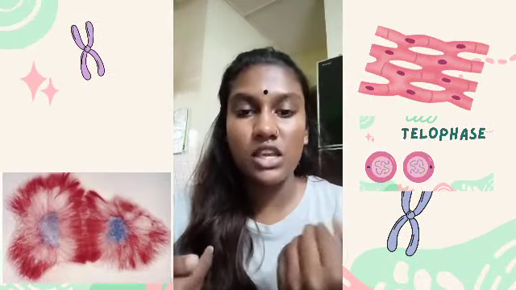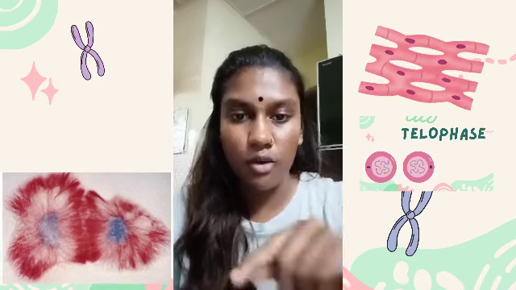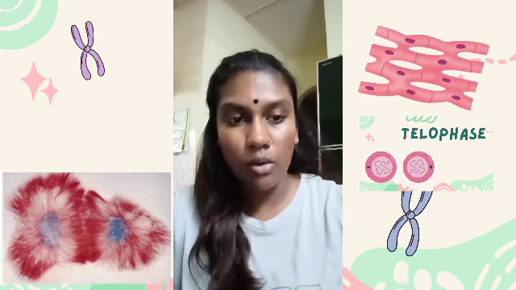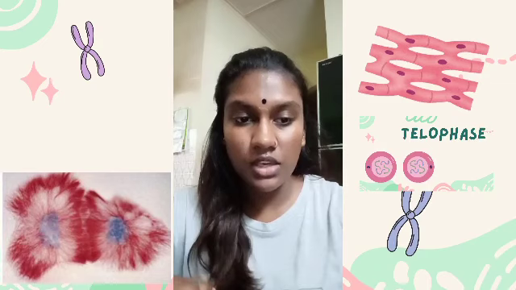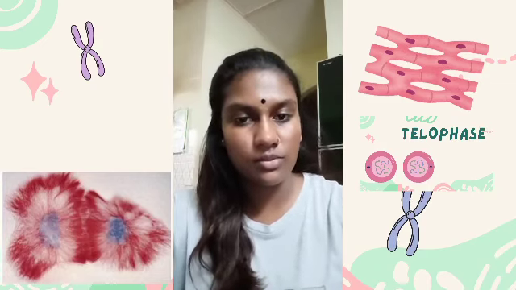Now the final stage is telophase. The spindle fibers disappear and the chromosomes begin to uncoil and return to their chromatin form. The nucleus starts to form at each pole and a new nuclear envelope reforms around each set of chromosomes. The nucleolus reappears in both nuclei, signaling the completion of nuclear division. At this point, the division of the nucleus into two genetically identical nuclei is complete. Finally, cytokinesis begins, marking the start of the process that will divide the cytoplasm and complete the cell division.